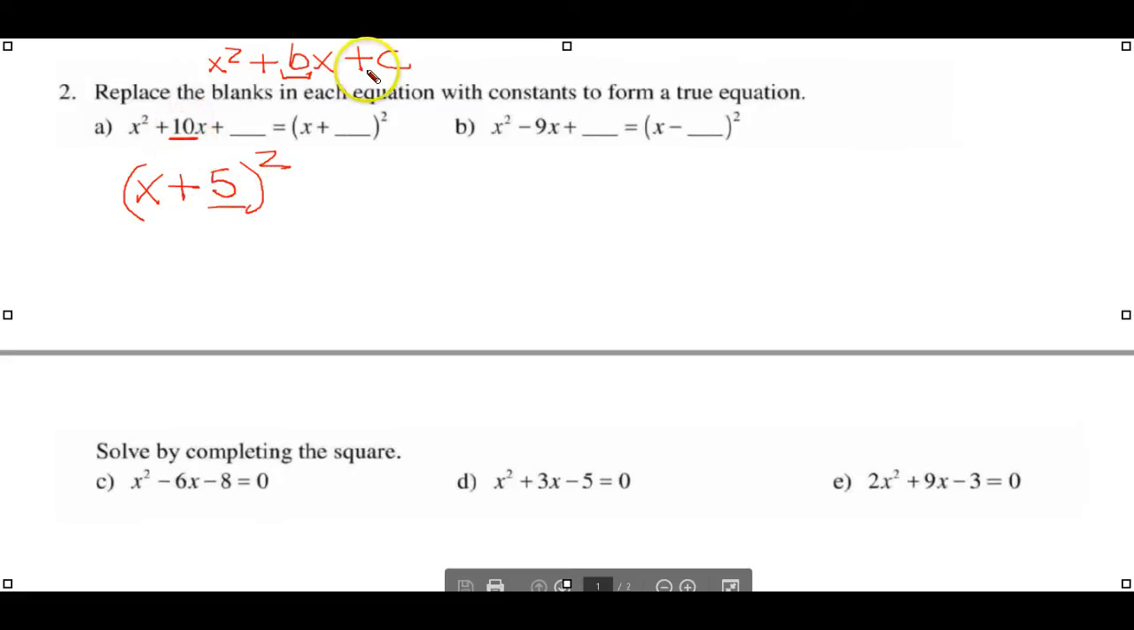Yes. Now, how did we get the c term? Well, we said we square this term, and that becomes a 25. We have now made what is called a perfect square trinomial. We have, in essence, completed the square. That's a process that we're going to use, completing the square. So over here we put a 5.